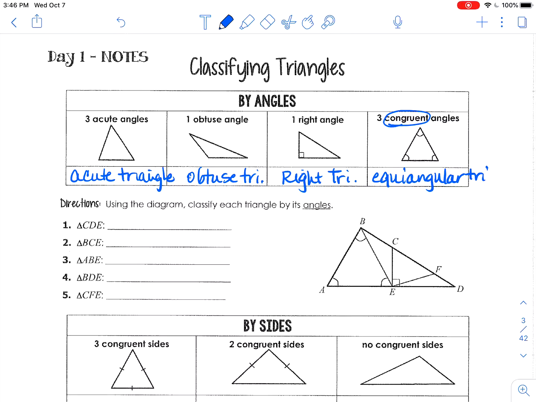So let's, using the diagram, classify each triangle by its angles. Let's take a look at CDE. CDE is this triangle here, and I'm going to go ahead and use my highlighter. C to D to E. We can see that this triangle has a right angle. So this is a right triangle.